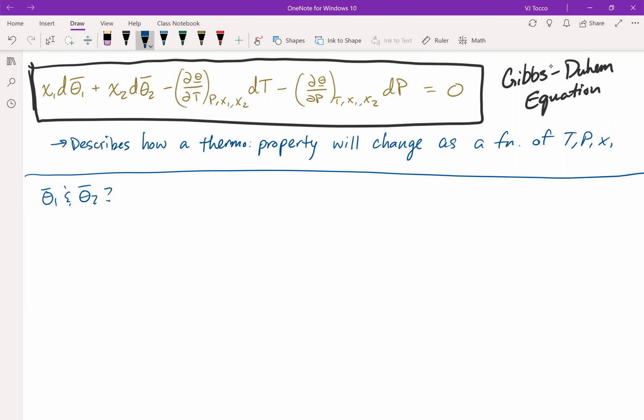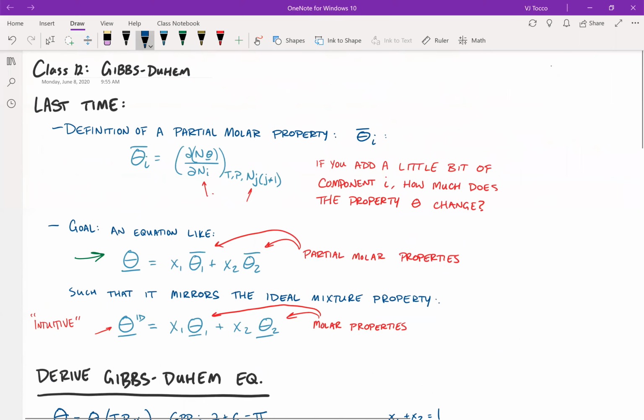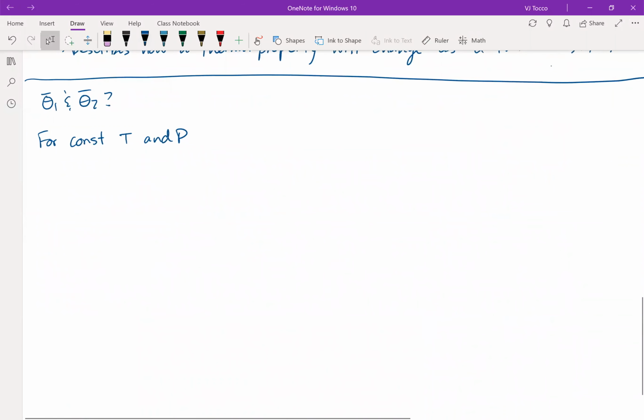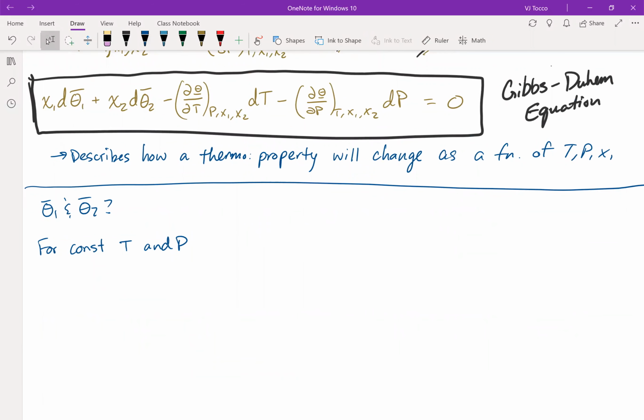I'm going to continue on with the Gibbs-Duhem equation and note that for constant temperature and pressure, I can say constant T and P because in the partial molar definition, T and P were both held constant. So for that Gibbs-Duhem equation, I've got dT is equal to 0, dP is equal to 0. Those terms both go away. The Gibbs-Duhem equation simplifies to just x1 d partial molar 1 plus x2 d partial molar 2 is equal to 0. Okay, so this is going to be an important equation that I plug in a moment.